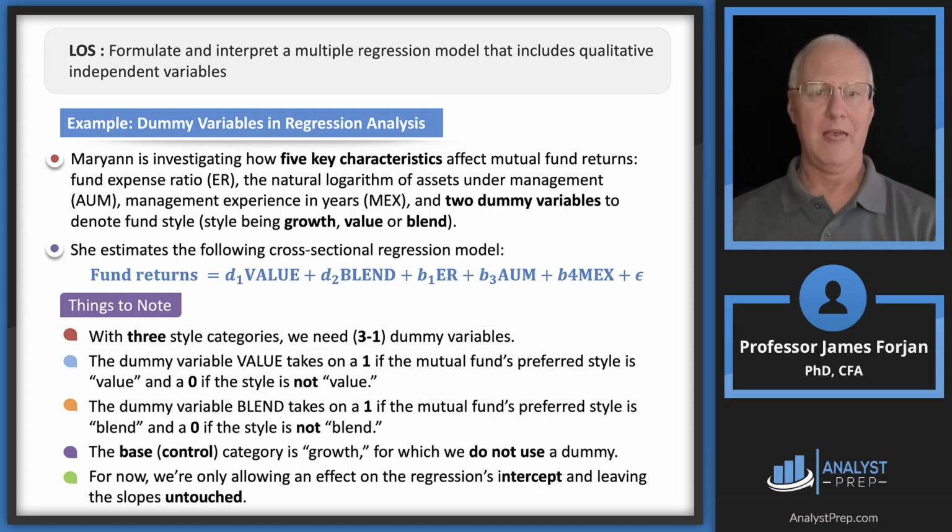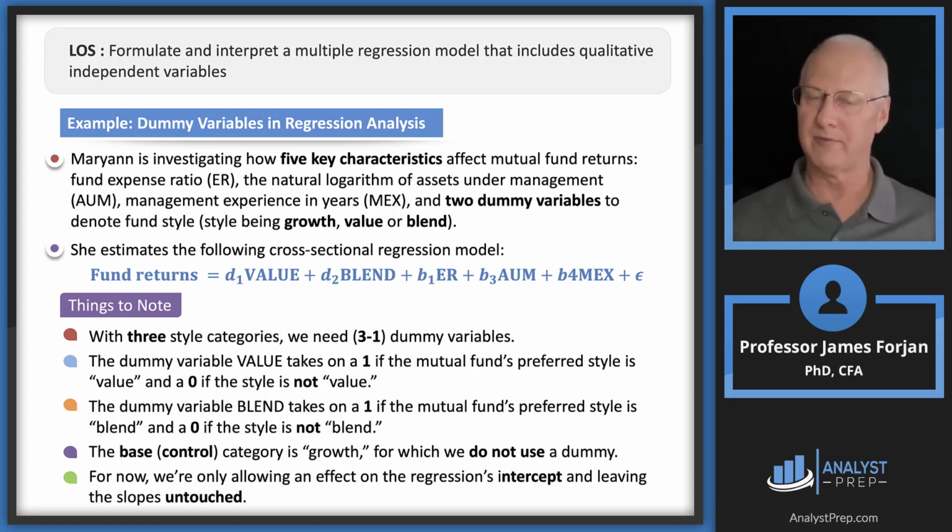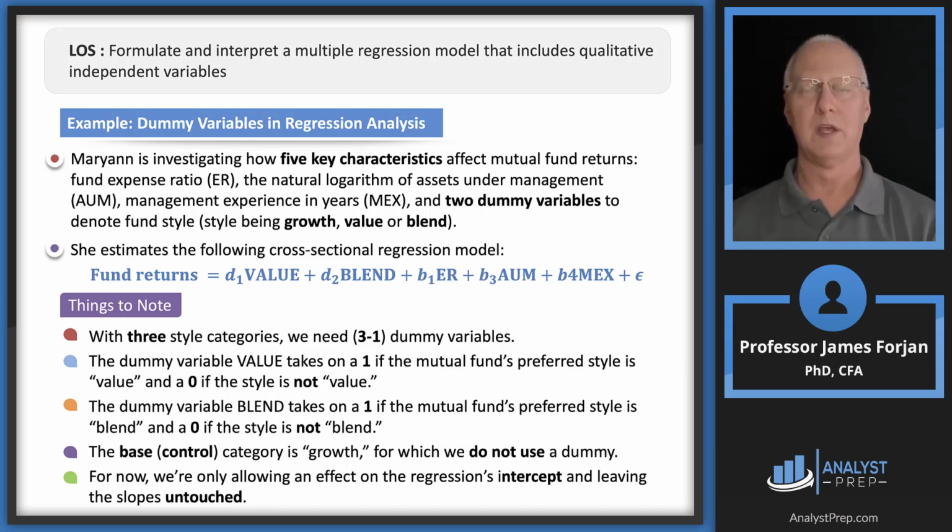Fund returns is dummy 1 is value, dummy 2 is blend. We don't need a dummy for growth because that's going to be reflected in the difference in the intercept. And then we have a slope coefficient for expense ratio, one for assets under management, and one for management experience. So just make sure you understand this. Let's go through those teardrop points down at the bottom.